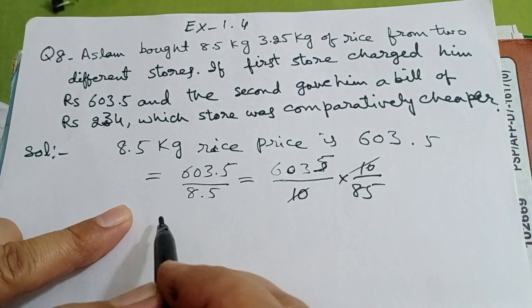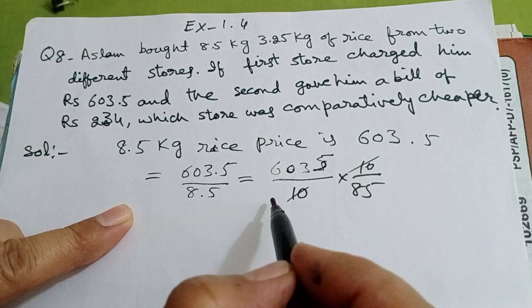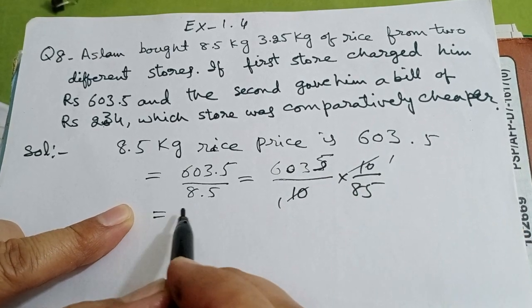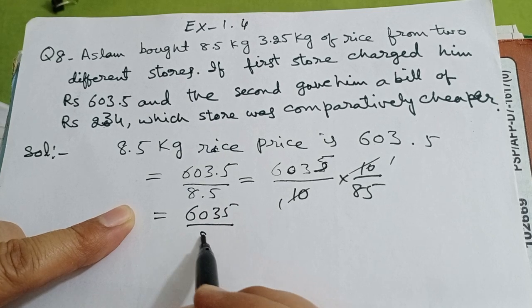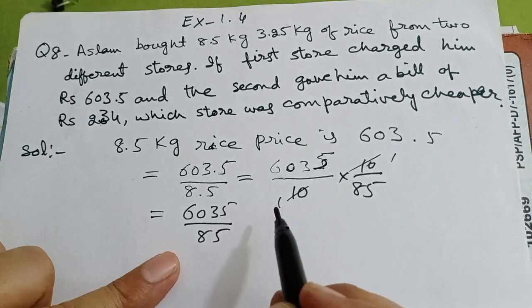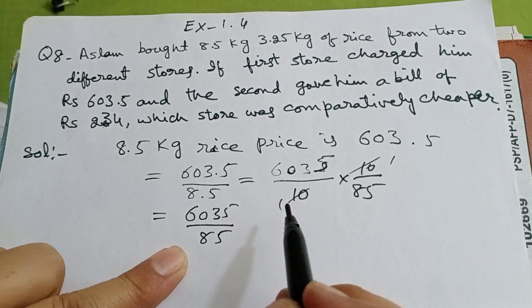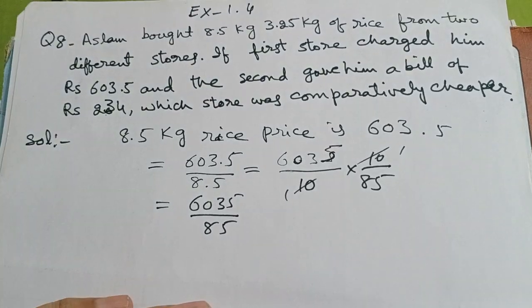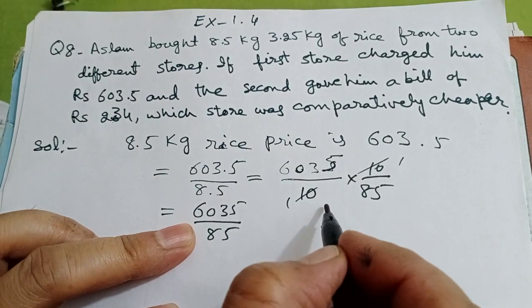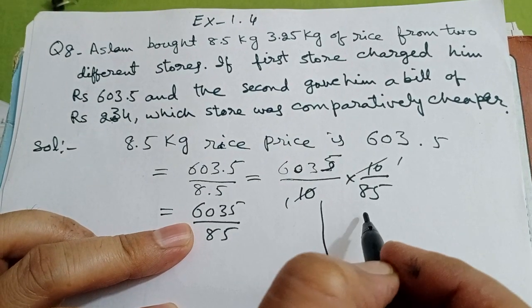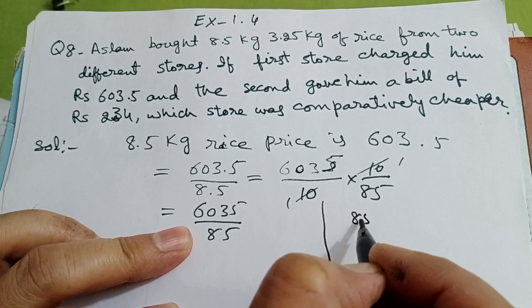This cancels each other and we have 6035 divided by 85. We divide both sides by 5. On rough side we solve it.